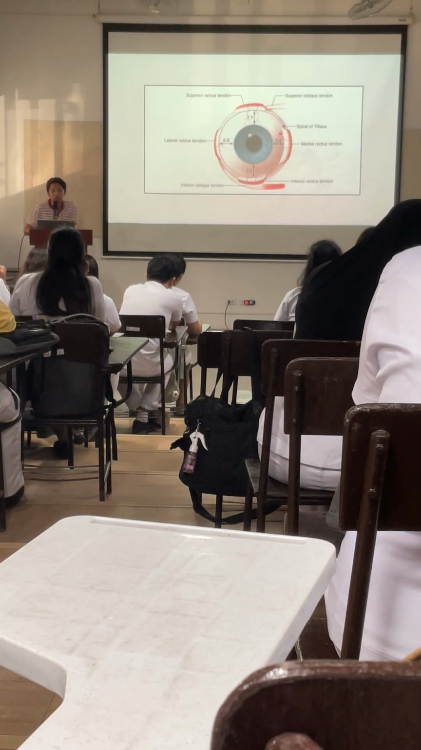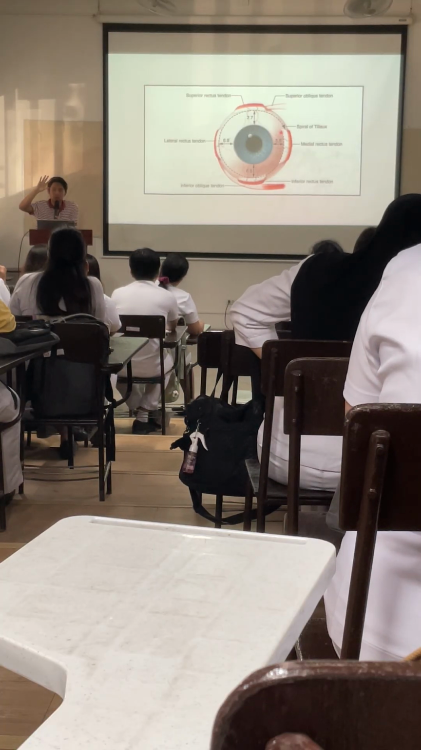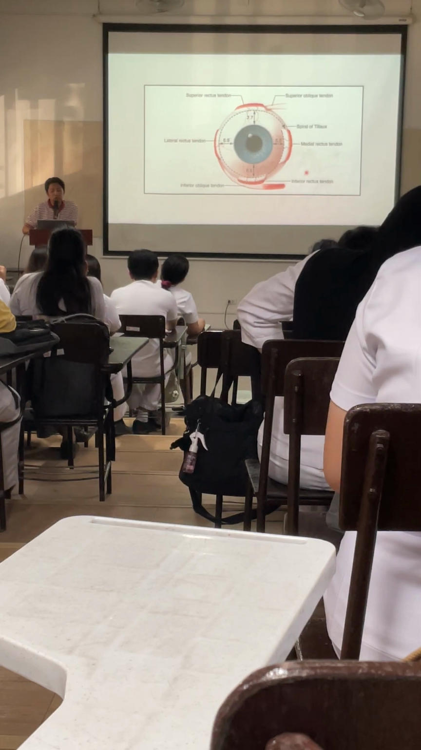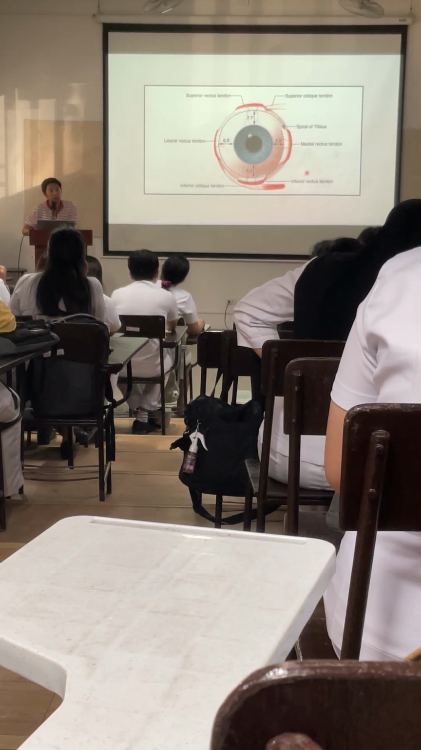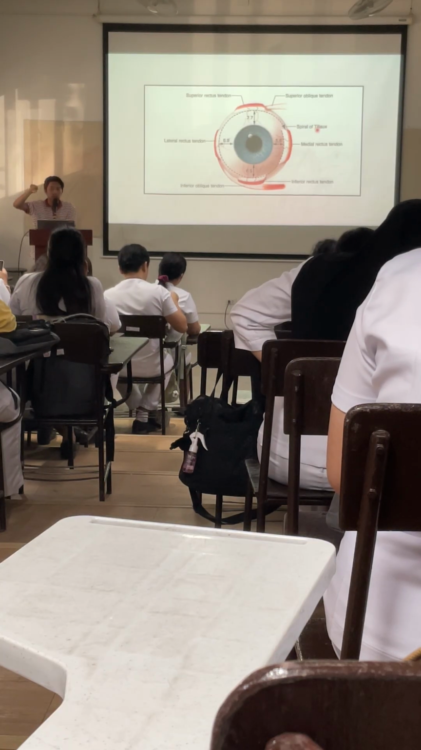Okay, if you notice, it's not a complete circle, it's like a spiral, because it goes from shorter insertions to longer insertions. So if the origin of your rectus muscles is known as your annulus of Zinn, the insertion is known as your spiral of Tillaux. The imaginary spiral is called your spiral of Tillaux.